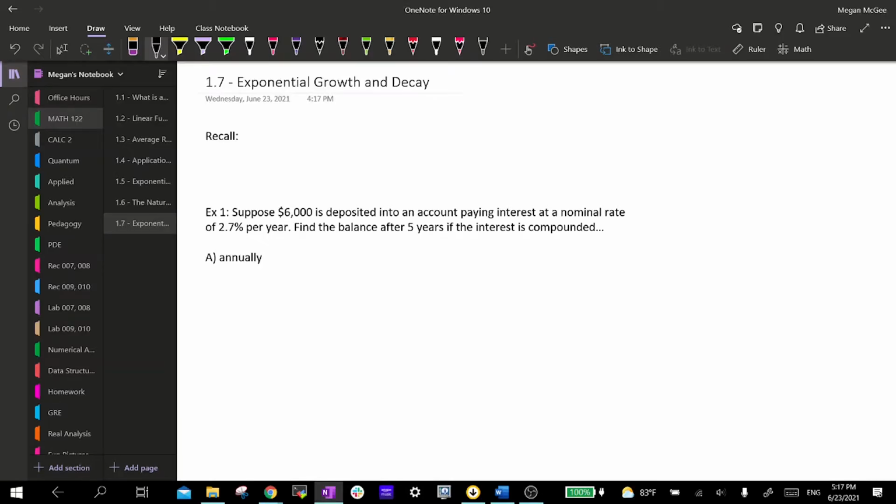Okay, today we are talking about section 1.7, which is all about exponential growth and decay. The first thing we're going to do is recall that we have two different expressions for an exponential function.